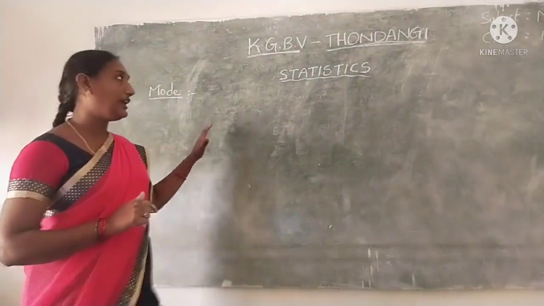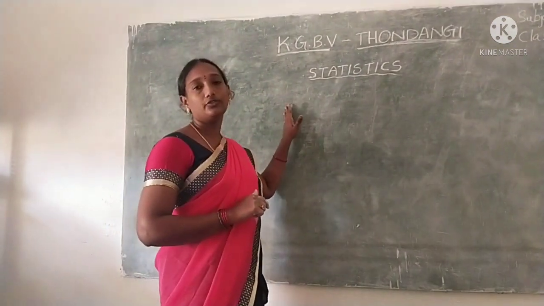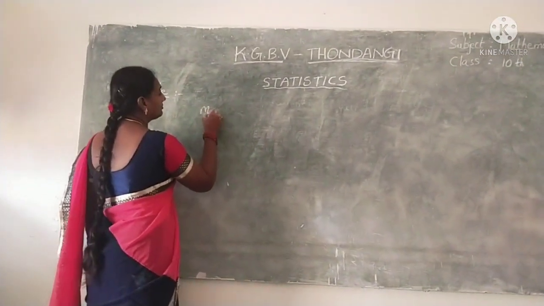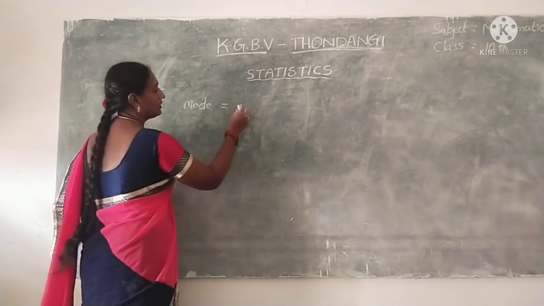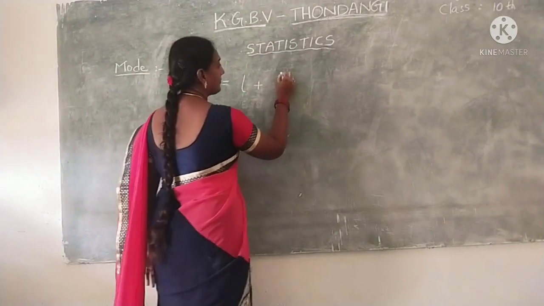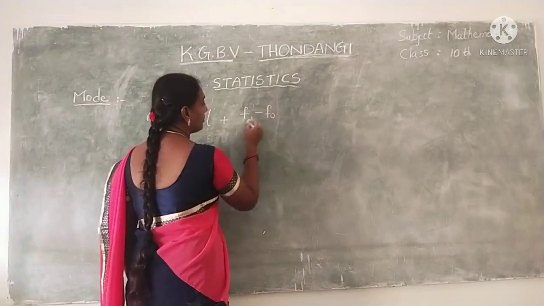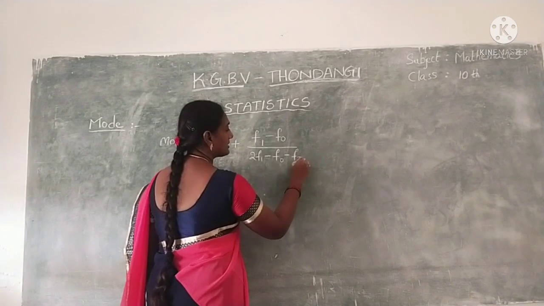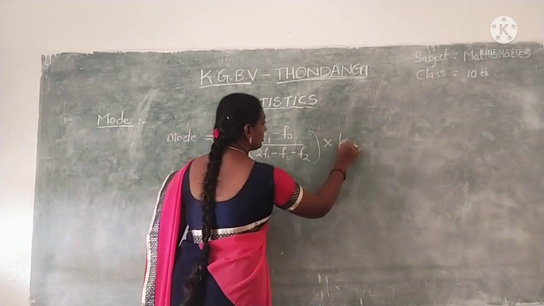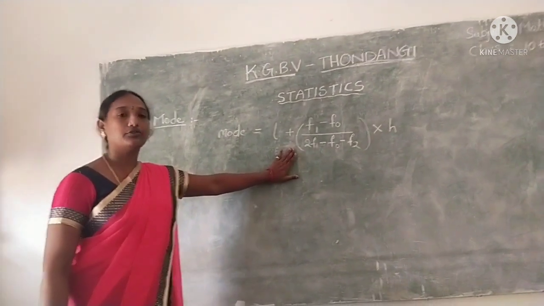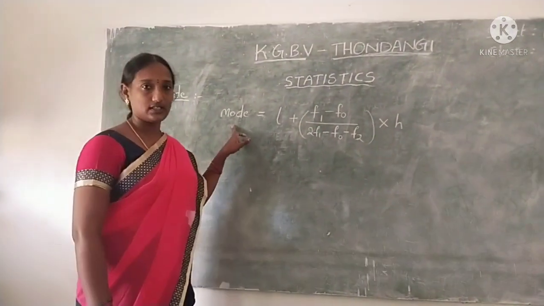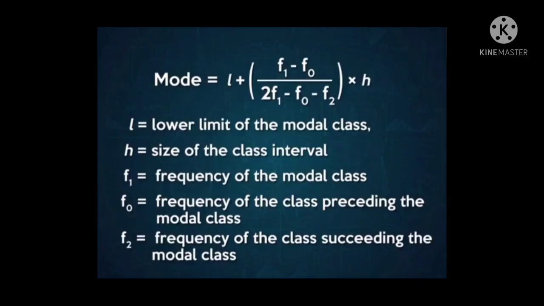So, for finding mode for grouped frequency, we use a formula, that is mode is equal to L plus (F1 minus F0) by (2F1 minus F0 minus F2) into H. By using this formula, we can calculate mode for grouped frequency. Here it is the formula to find the mode for grouped data.